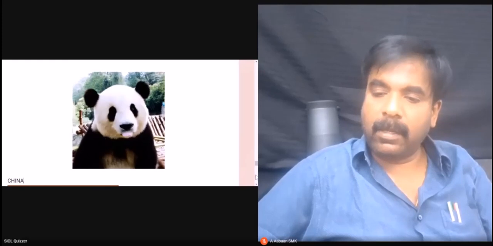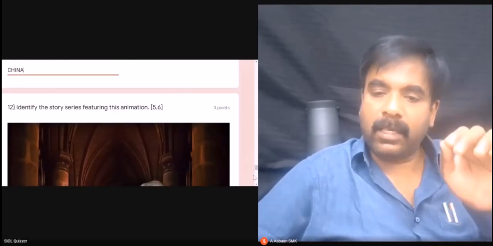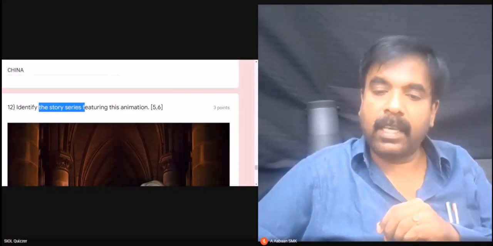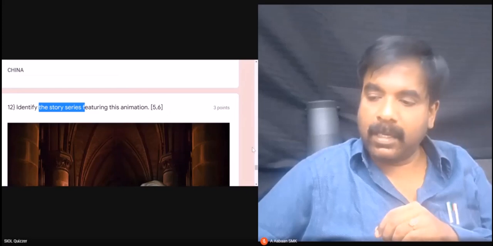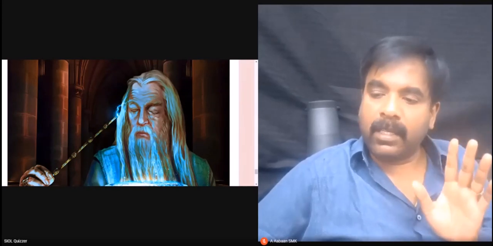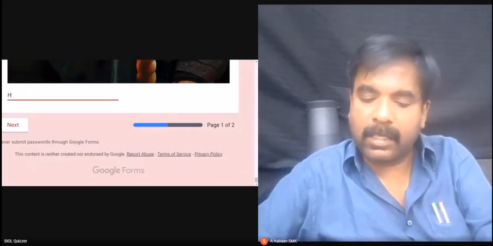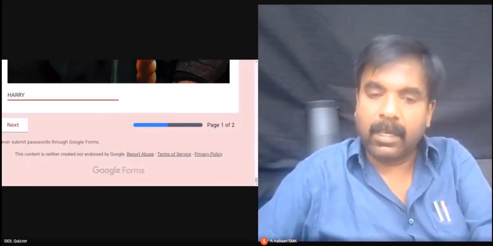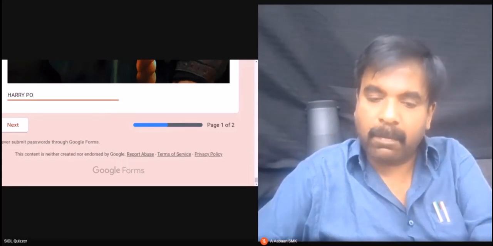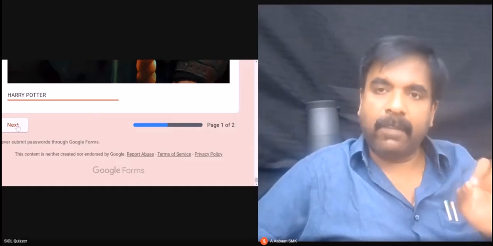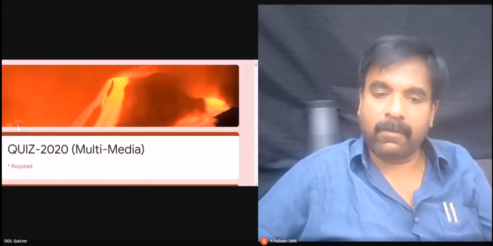Right, let us go on to the next question. Identify the story series featuring this animation. What is asked? The story series name. And 5, 6 is the thing. Okay, let us see. So this picture shows Albus Dumbledore. Don't type Albus Dumbledore. The question asked was the name of the story series. The name of the story series is Harry. Harry is 5 letters. Give exactly 1 space. Potter. P-O-T-T-E-R. 6 letters. Okay, good. Now we have finished the entertainment section. Now we go to the next form.